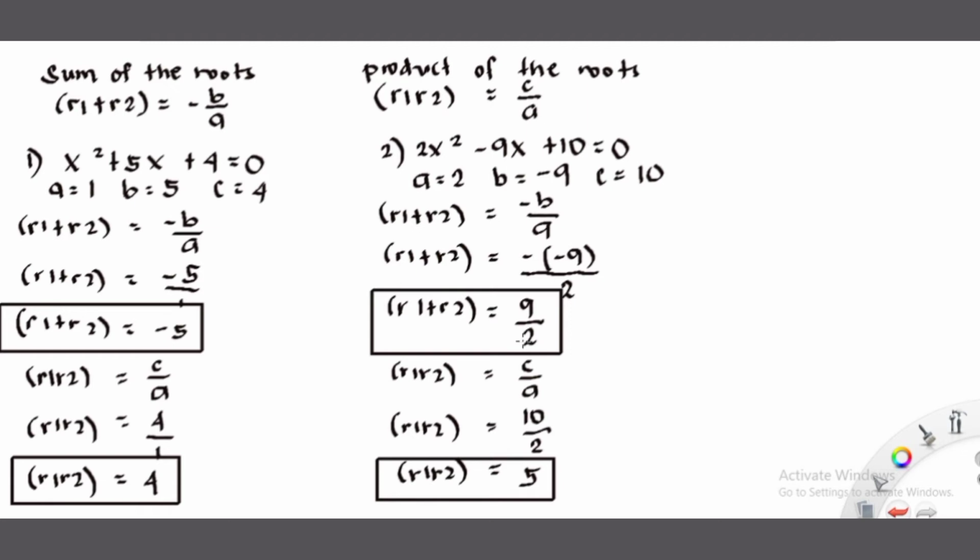Okay? So, ganito lang po kadali. We just need to remember the formula. And kailangan natin dito yung skill natin on how to write the quadratic equation in standard form, identify A, B, and C, substitute the values of A, B, and C to the formula, and ayun, madali na natin makukuha ang sum and product ng roots.